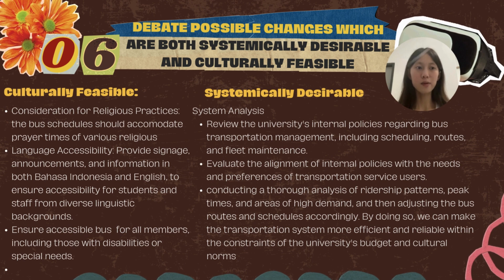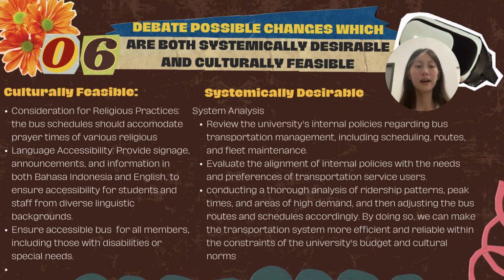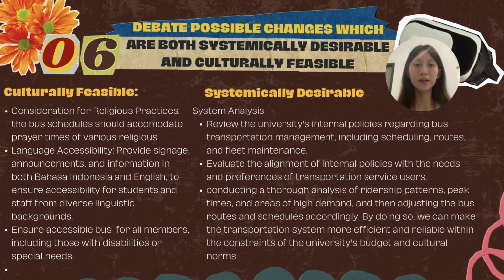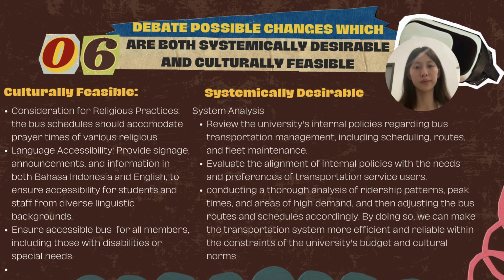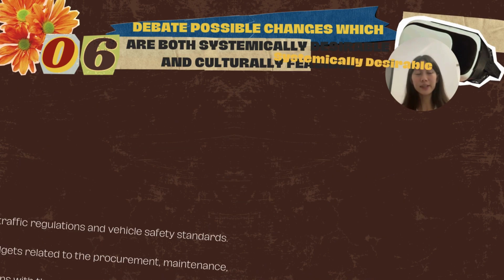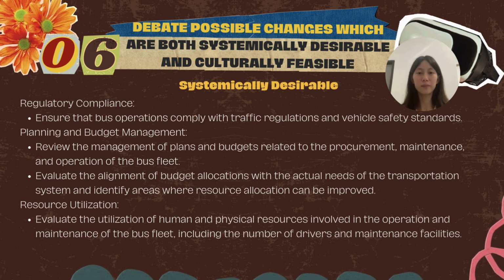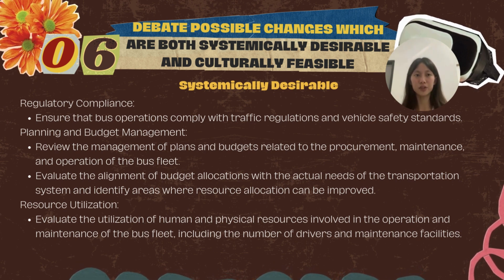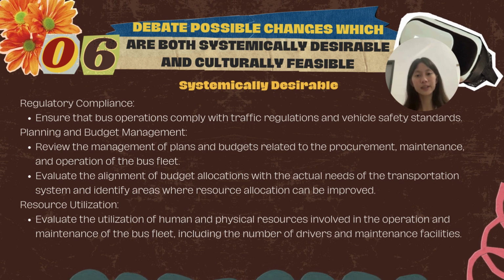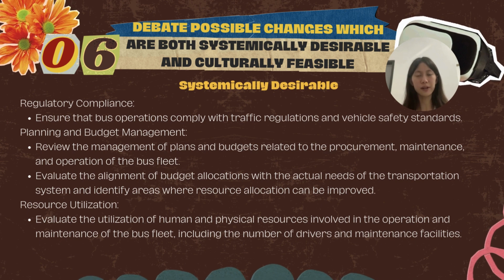With this data, we will have a more efficient system because it is more reliable within the constraints of the university's budget and also cultural norms. Continuing the systemically desirable part, the second point is regulatory compliance. It means that we must ensure that bus operations comply with traffic regulations and vehicle safety standards. The third point is planning and budget management.